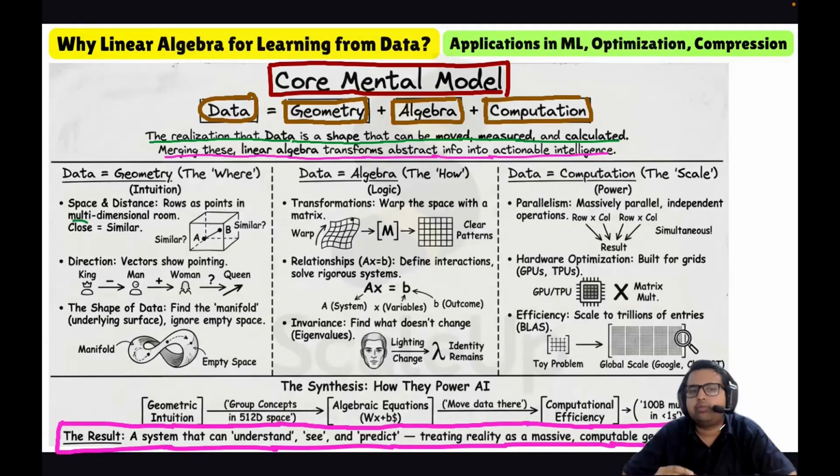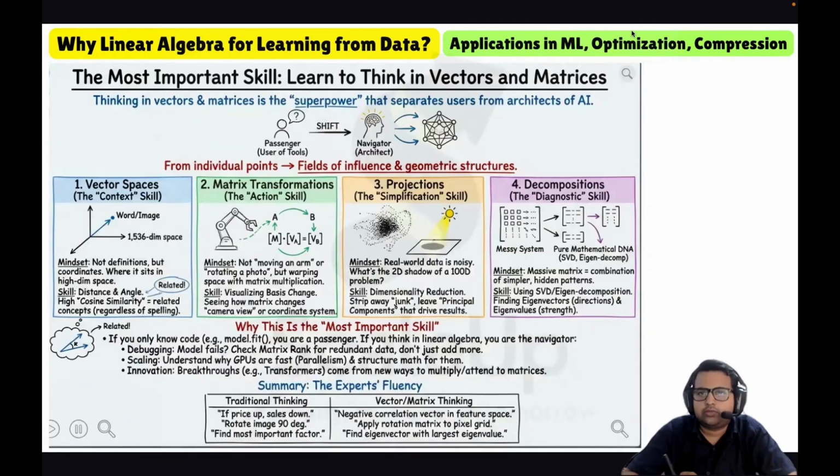So if we consider data equals geometry plus algebra plus computation, we can treat reality as a massive computable geometric grid wherein our system can understand, it can see objects, and it can predict the future. Now let us discuss the most important skill. The most important skill is to learn to think in vectors and matrices.